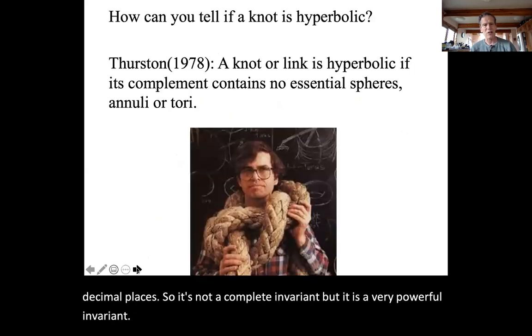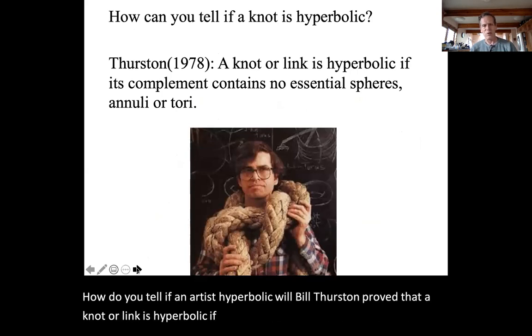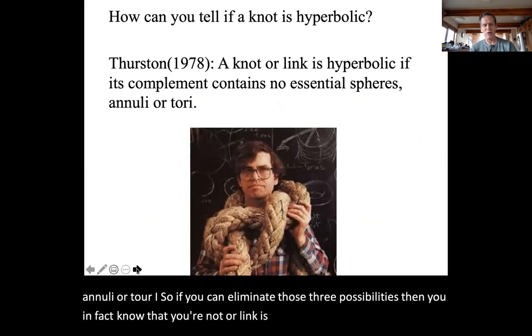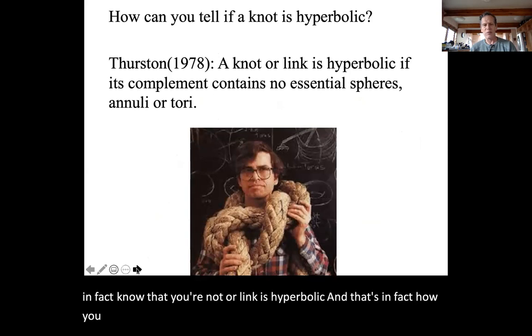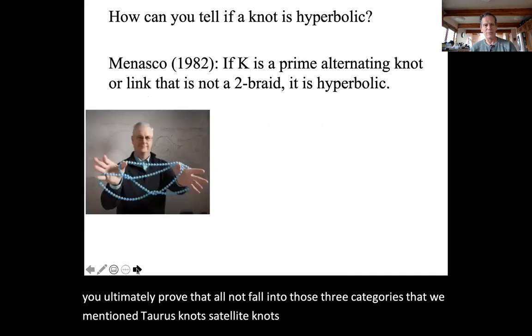How do you tell if a knot is hyperbolic? Well, Bill Thurston proved that a knot or link is hyperbolic if its complement contains no essential spheres, annuli, or tori. So if you can eliminate those three possibilities, then you in fact know that your knot or link is hyperbolic. And that's in fact how you ultimately prove that all knots fall into those three categories that we mentioned: torus knots, satellite knots, and hyperbolic knots.